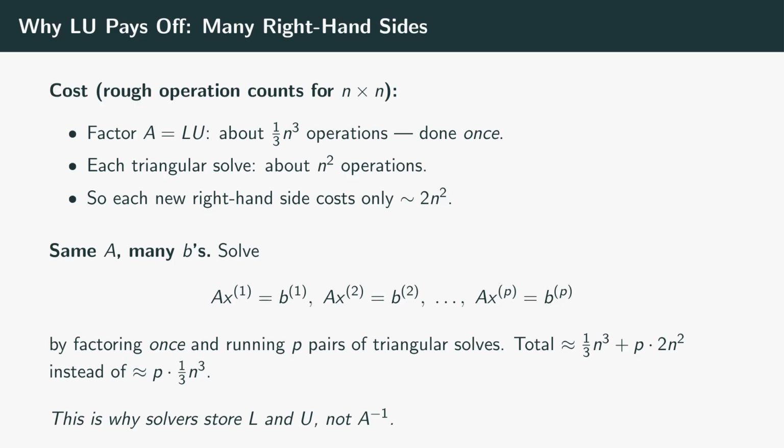This is exactly why serious software stores the factors L and U, rather than computing the inverse of A. The factored form is the efficient way to solve again and again.